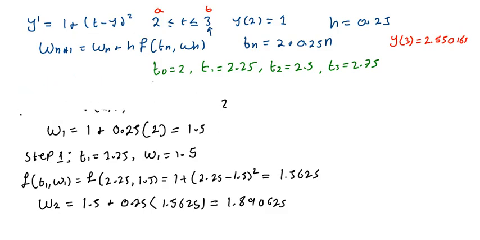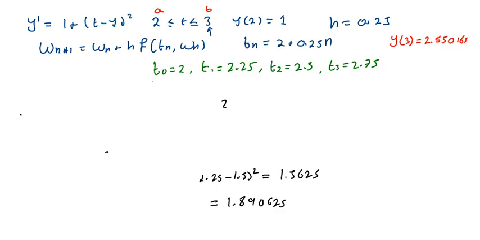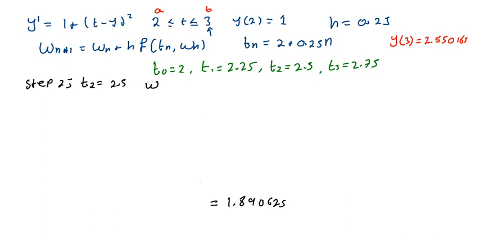I believe this appears to be familiar, so I'm going to erase these initial steps. So we are now going to step 2. We are from step 1. So for step 2, we know that we are going to be using t sub 2, which is 2.5, and w2, which we have calculated as 1.890625, like that.